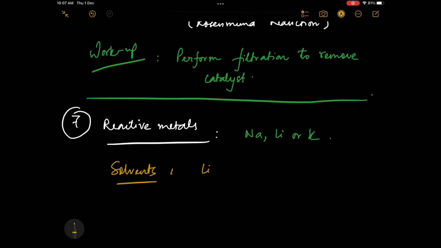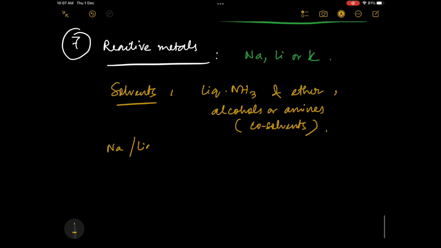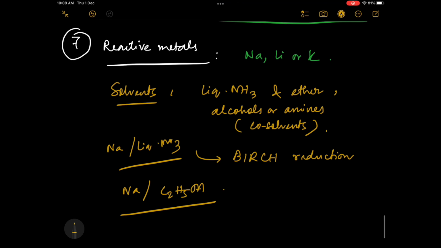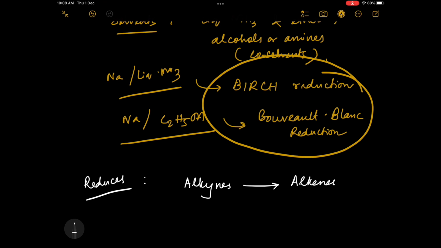Okay, so the seventh that we have here are reactive metals like sodium, potassium, lithium that can be used. Solvents are basically liquid NH3, and ethers are also used as solvents. Alcohols are also used as solvents, or amines can also be used as solvents. As we have seen, alcohols or amines can be used as co-solvents. Sodium in liquid NH3 is actually a name reaction, which is the Birch reduction. Sodium ethanol is a name reaction known as the Bouveault-Blanc reduction. These are all reduction name reactions. You can check it out in any standard book of organic chemistry.